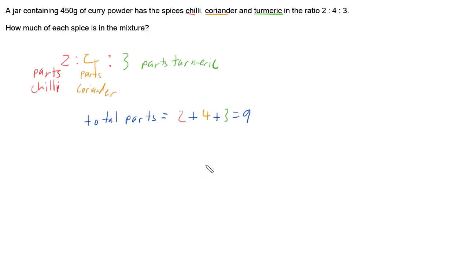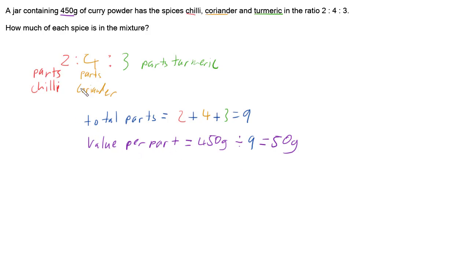So now what we want to do is work out the value of that one part. So we're going to work out our value per part. So we have 9 parts in the jar in total. How much is one of those worth? How many grams is in one part? So if we have 450 grams in total, representing 9 parts in total, I've just got to do 450 grams divided by how many parts we've got, which is 9. And this will tell us that each part is worth 50 grams.